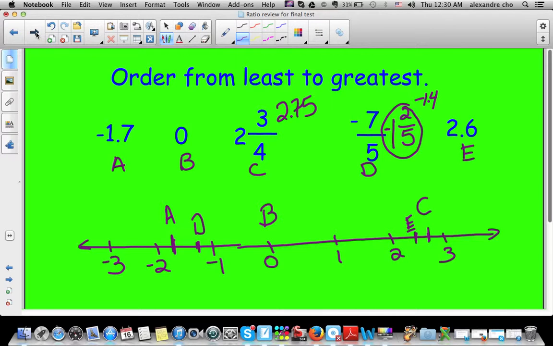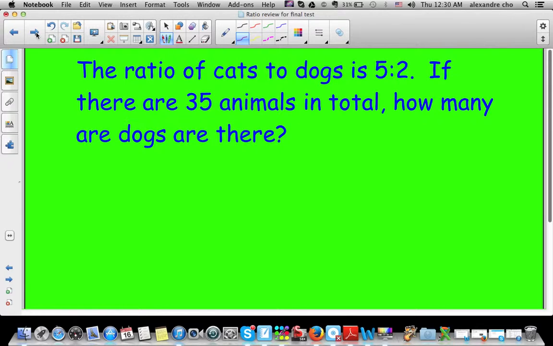Okay, so let's talk about ratios and the word problems that we dealt with not too long ago. First question, the ratio of cats to dogs is 5:2. If there are 35 animals in total, how many dogs are there?